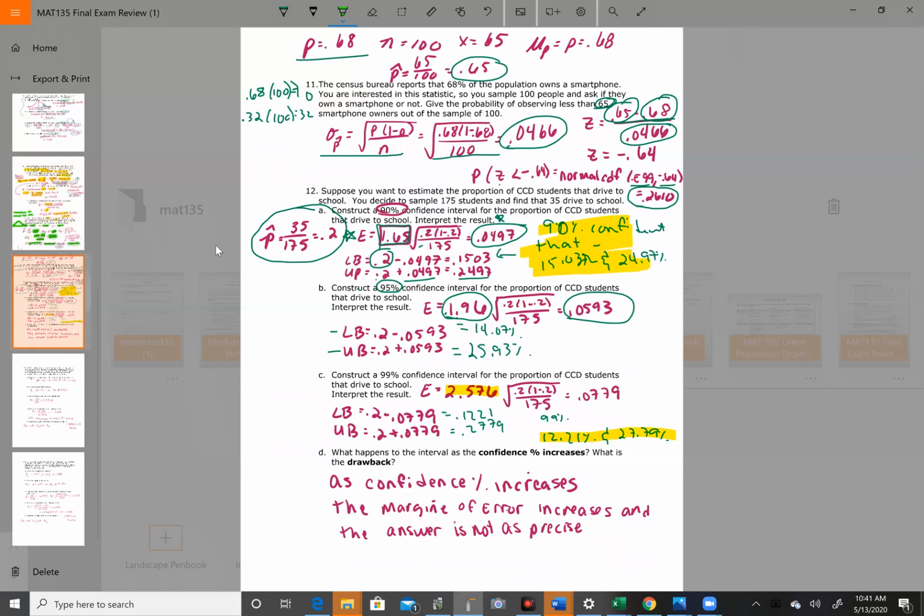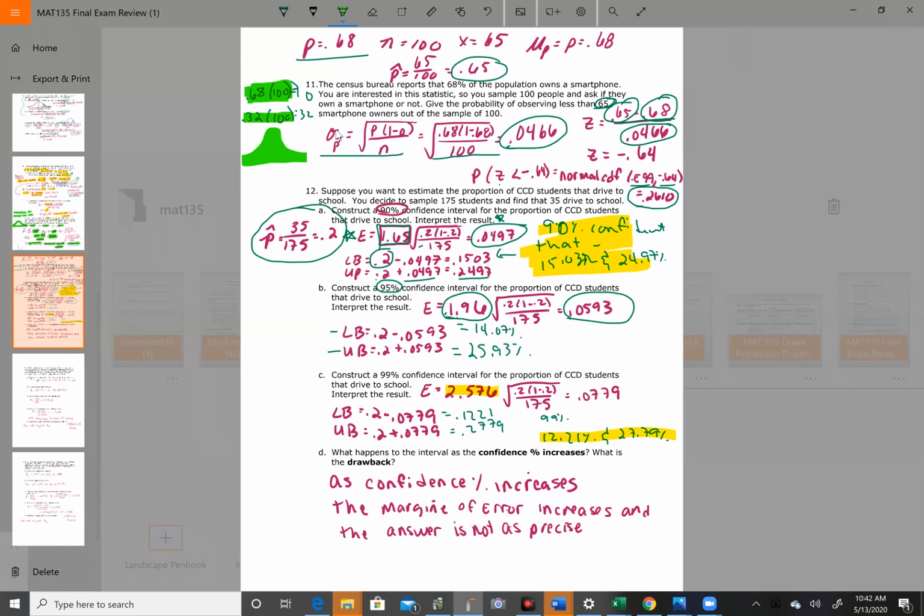All right, so same problem, different numbers and characteristics. The Census Bureau reports that 68% of the population owns a smartphone. You're interested in the statistics, so you sample 100 people and ask if they own a smartphone or not. Really quickly, let's decide if this is a normal curve. So we do 0.68 times 100, and that is greater than or equal to 10, true. And then 0.32, which is 1 minus 0.68, times 100, 32, is also greater than or equal to 10. So we do have a normal curve, and we can go ahead and do this problem.